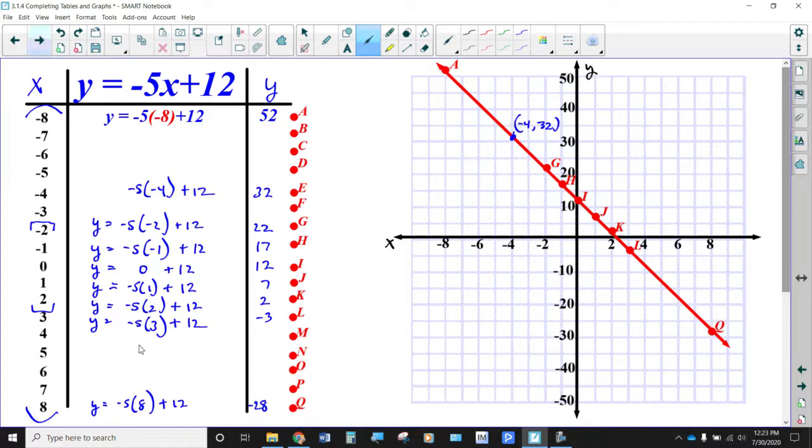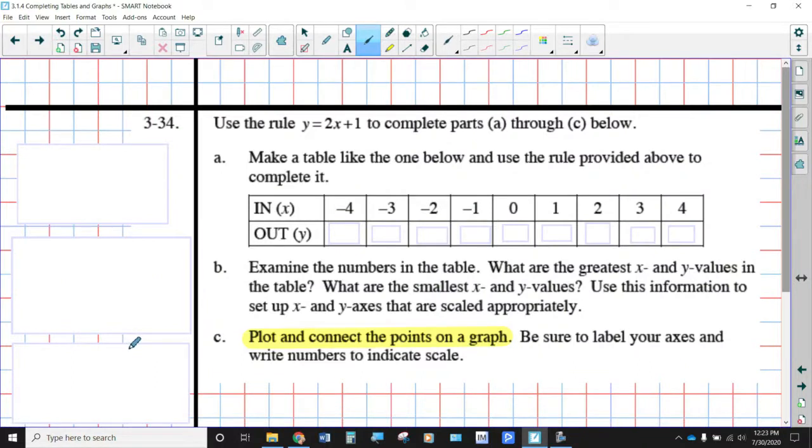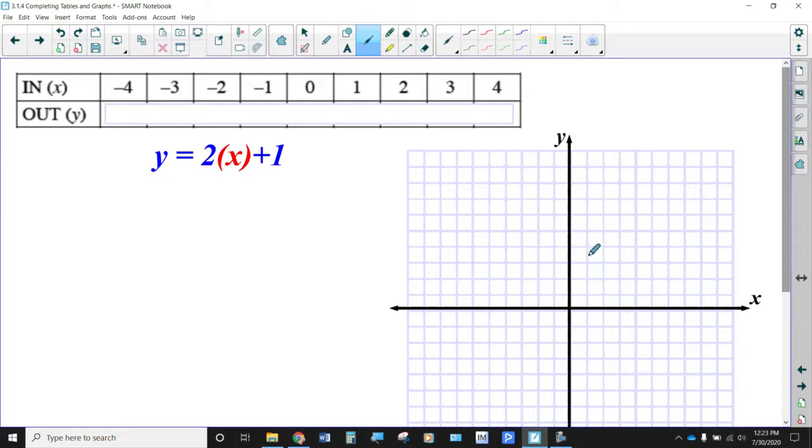Okay, so I'm gonna suggest that you copy down each one of these rules, okay? And I'm gonna suggest that you create a different graph for every one of them because you might need to do different scaling, okay? So fill in the table of values based on this rule, and then choose what your greatest and your least x values are and what your greatest and least y values are, and make sure you can fit every one of those points on your graph.